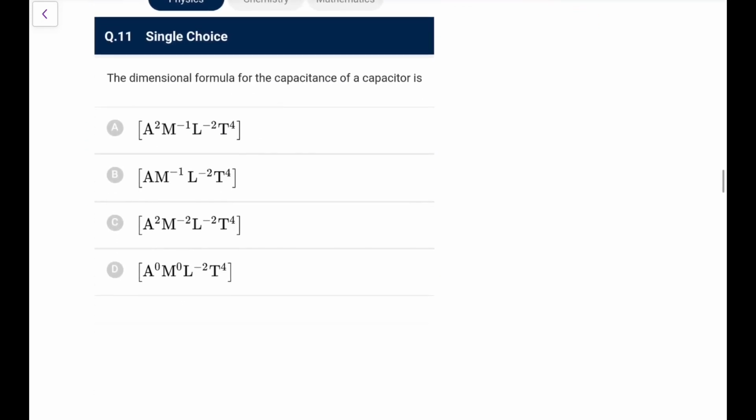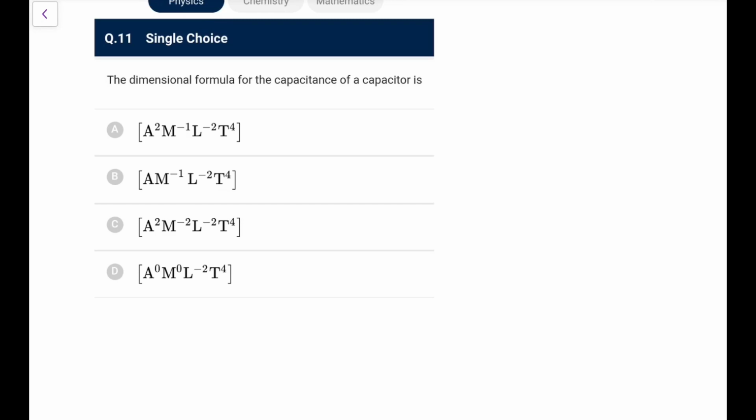So it could be greatly reduced if you use that CM concept for that semicircular ring. Quarter ring symmetry, the y coordinate will still remain the same, so you can directly utilize those concepts and you can solve it. Okay, next one, the dimensional formula for the capacitance.